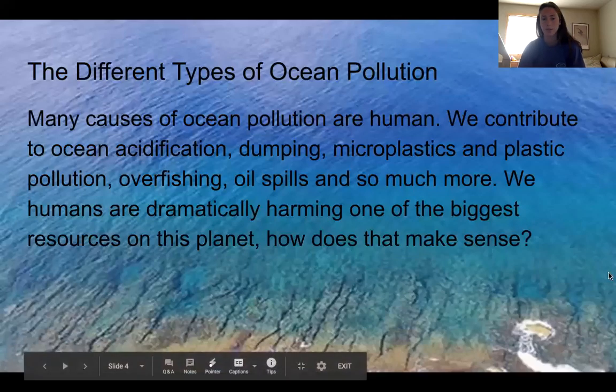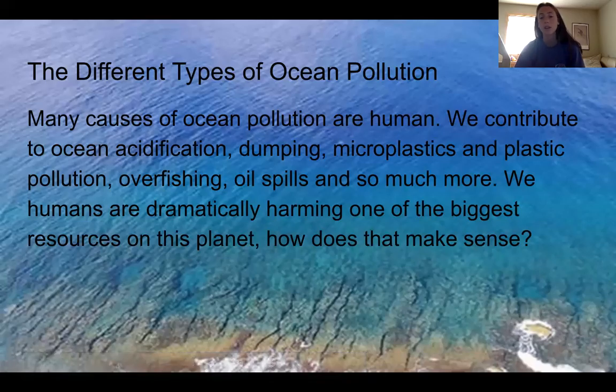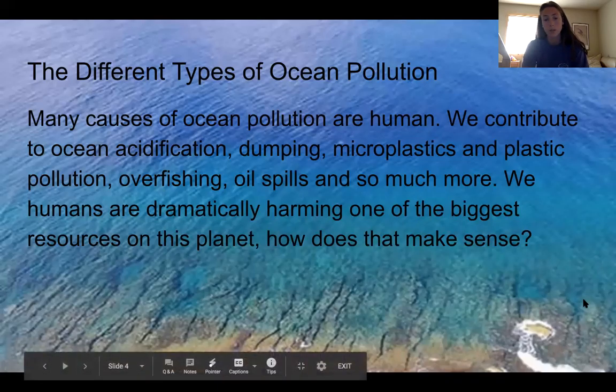So, the different types of ocean pollution. These are the types of ocean pollution that I would like to focus on. They're pretty much the biggest ones. A lot of the pollution that is being caused in oceans is human-based. So we contribute a lot to ocean acidification, dumping, microplastic and plastic pollution, overfishing, oil spills, and so much more. We are dramatically harming this huge resource, and the question is, how does that make sense? Why would we want to destroy such a big thing to us?